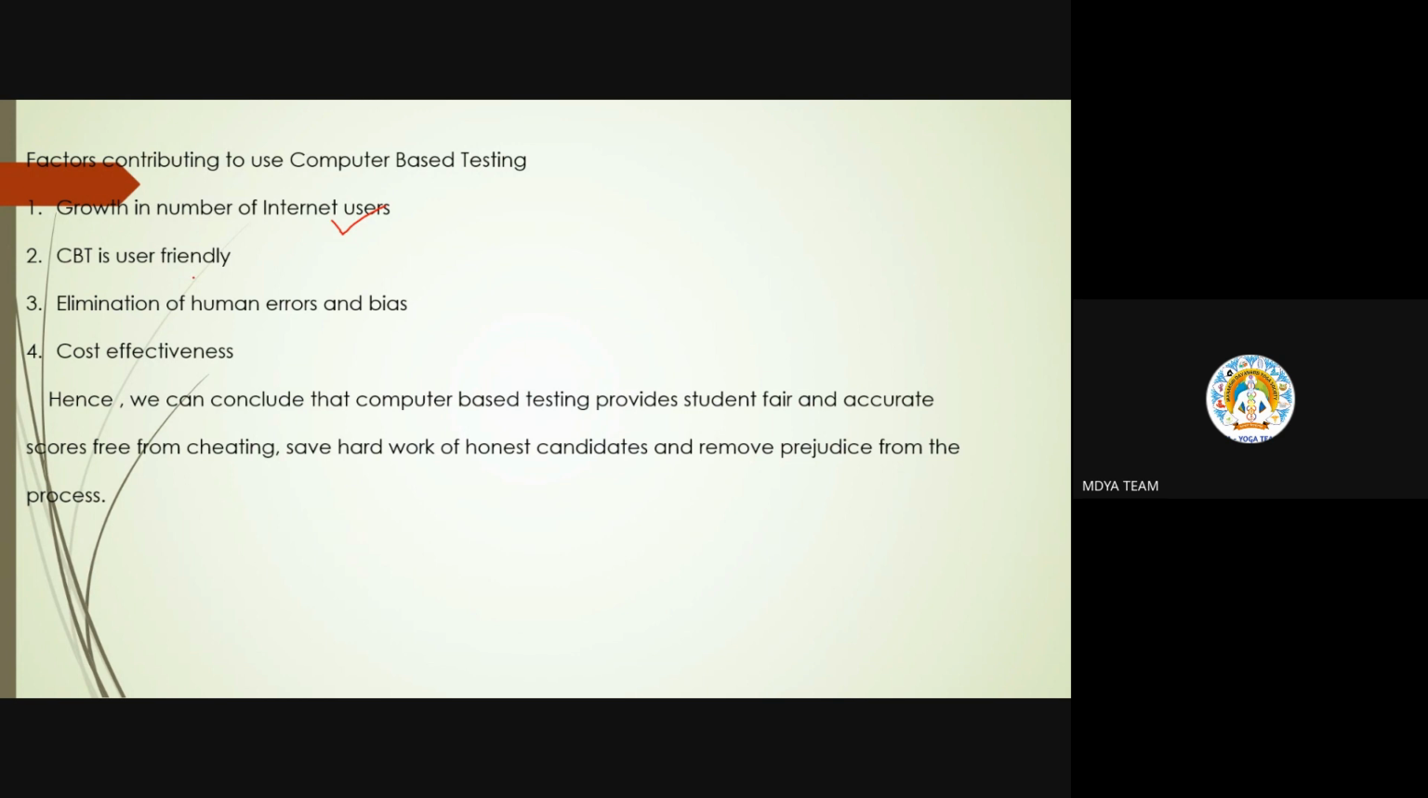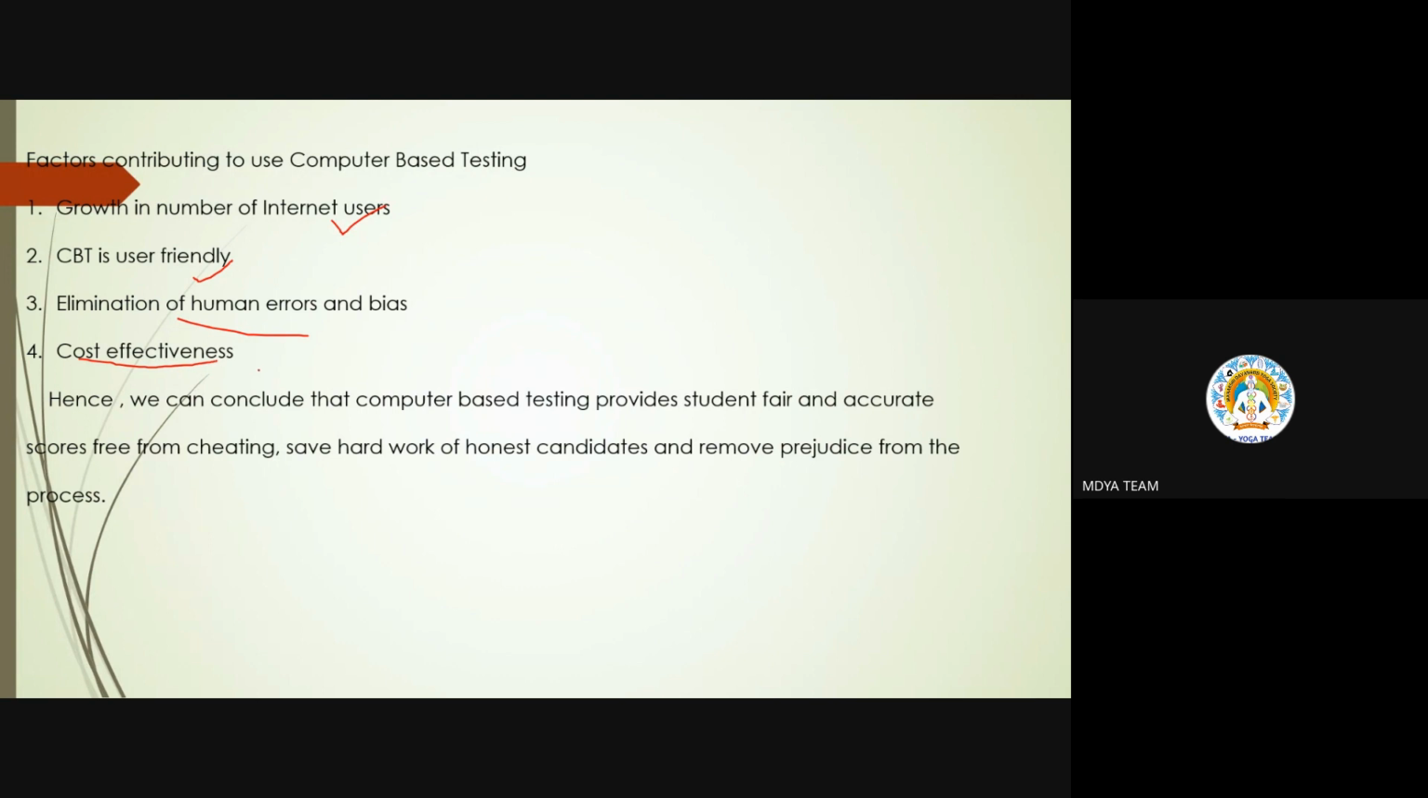CBT is user friendly. You don't feel any difficulty while answering the questions in CBT mode. It is very simple. You just answer and put the cursor on the OMR dots and it will turn black. So that is very easy also. Elimination of human error and bias, I have explained this point, and it is cost effective also. We can save the paper, save the environment.